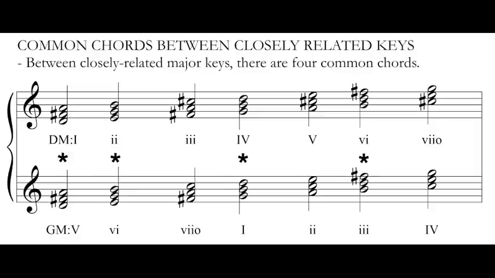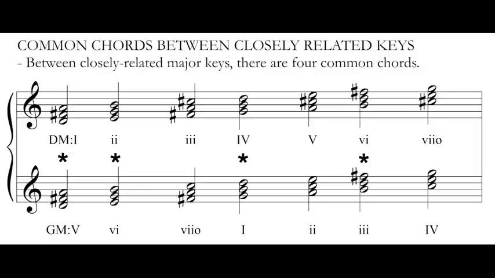Well, I don't want to look at the common chords between every possible set of keys because that would be a little bit tiresome. I figured it would be good to look at one set of examples between 2 closely related major keys, the common chords between D major and G major. If I was composing a piece of music and I wanted to modulate from one of these keys to the other, it would be useful for me to know which chords belong to both scales.